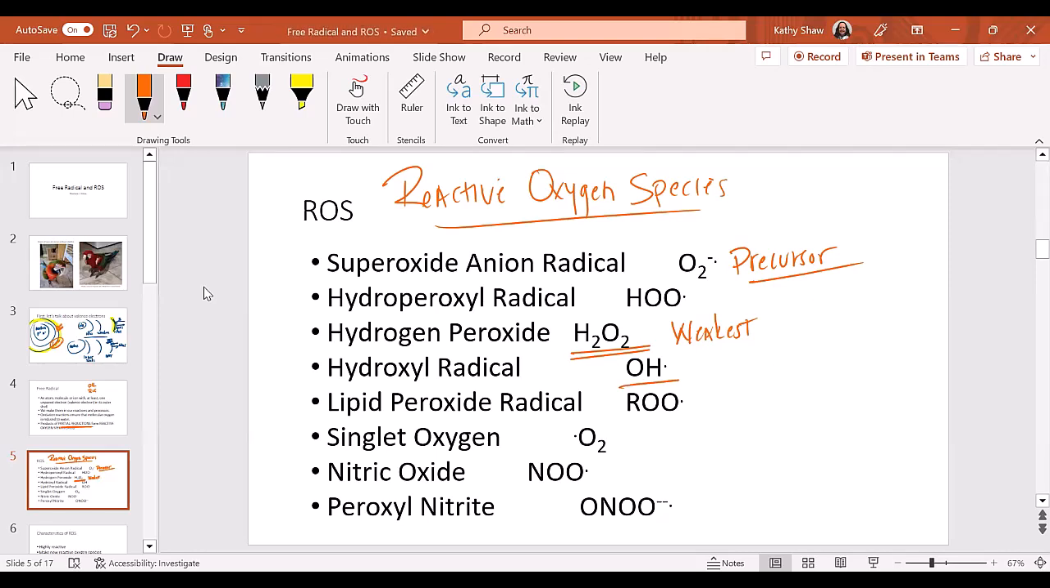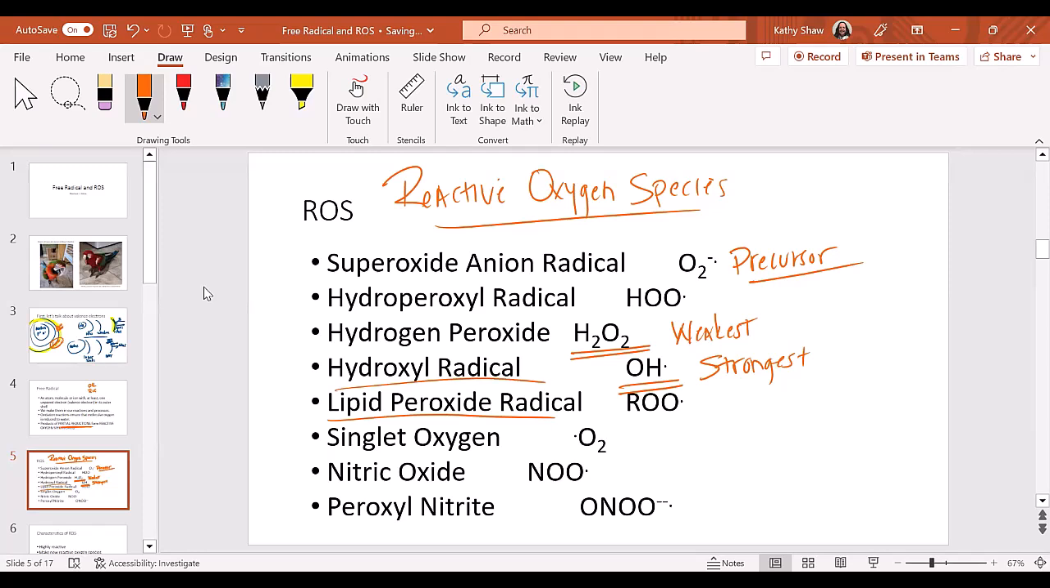Then we're going to have the hydroxyl radical. That's one of the ones we'll ultimately be talking about when we're talking about lipid peroxidation, which is really where we're going with this, what we're setting up for. That's the strongest one. We'll have our lipid peroxide radical, and we'll talk about how that and the hydroxyl radical interact.